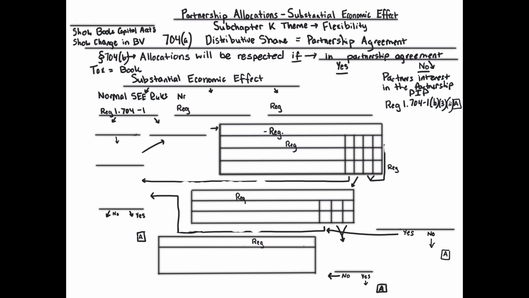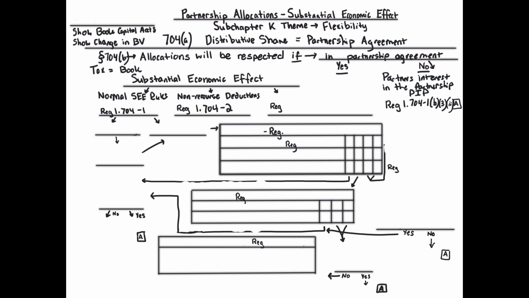The second one deals with non-recourse deductions. I'm going to have a video later on non-recourse deductions, but the idea is that non-recourse deductions are deductions related to non-recourse liabilities. So if you're taking depreciation and it's a non-recourse liability that is used to secure the property, guess what?